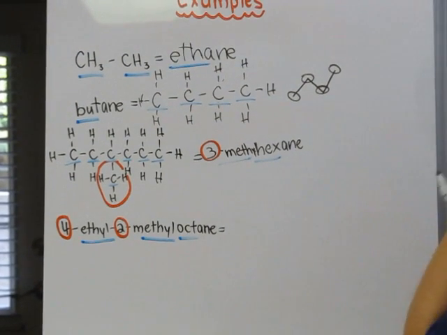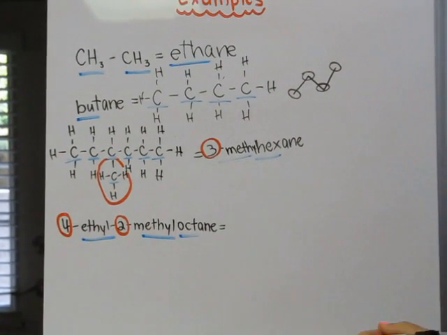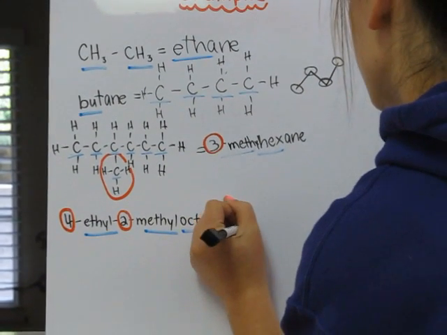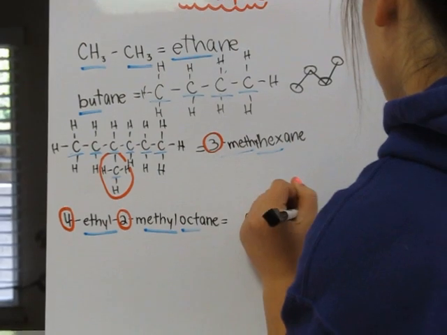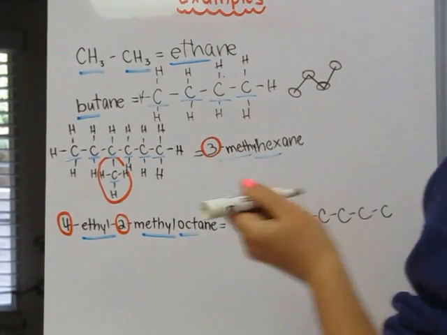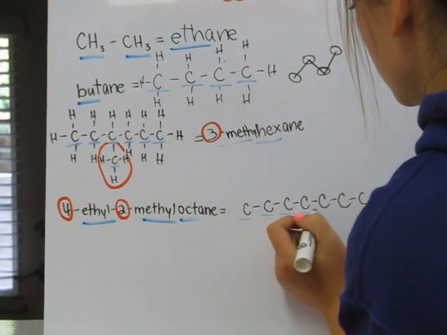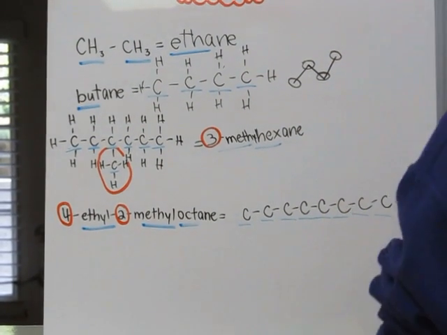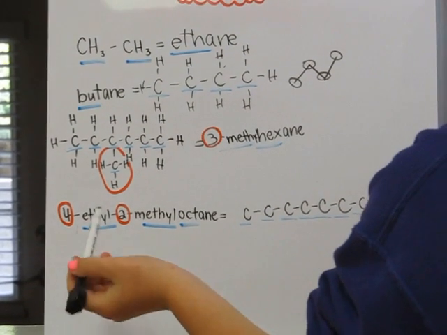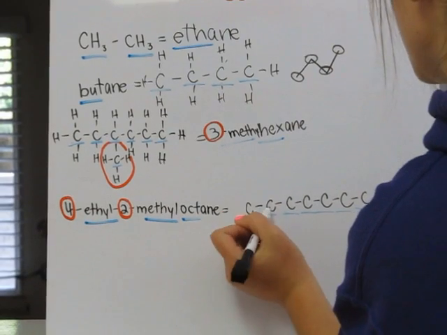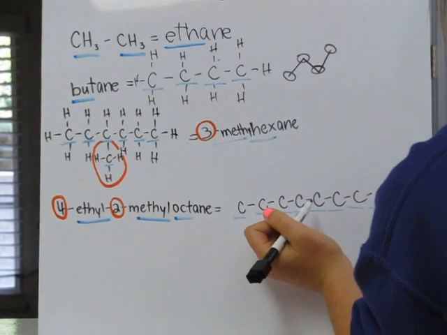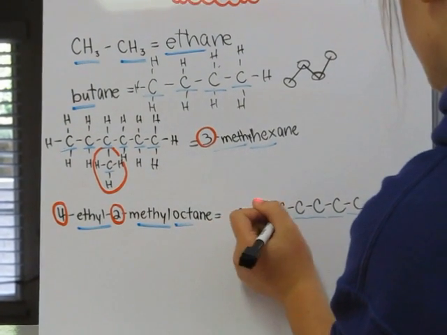Our last example, 4-ethyl-2-methyl octane. We know automatically from octane that we have 8 carbons. So 1, 2, 3, 4, 5, 6, 7, 8. We'll underline those. And we have, on the 4th carbon, an ethyl branch. So 1, 2, 3, 4. It doesn't matter which side we start from, but I'll start from the left.